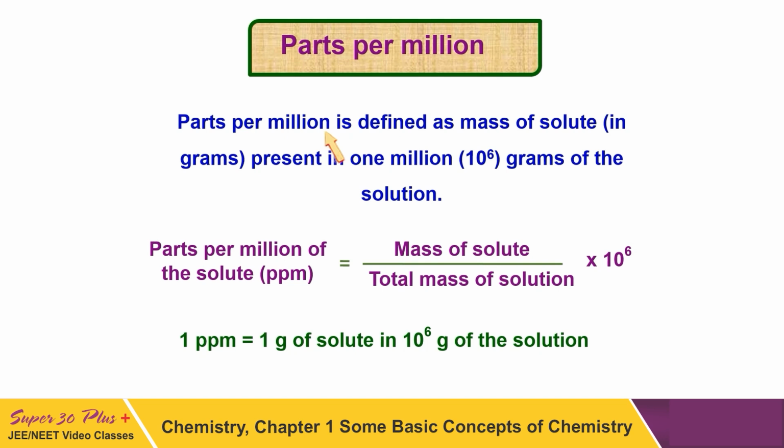So in order to get some respectable value, we use the parts per million. Here we define concentration over 10 lakh, 1 million. So parts per million is defined as the mass of solute in grams present in 1 million grams of the solution. Whatever the mass of solute present in 1 million parts of the solution is called ppm, parts per million. It is the mass of solute divided by the total mass of solution multiplied by 10 to the power 6. Normally we multiply by 10 to the power 2, that is 100. But for this, we multiply it by 10 to the power 6.